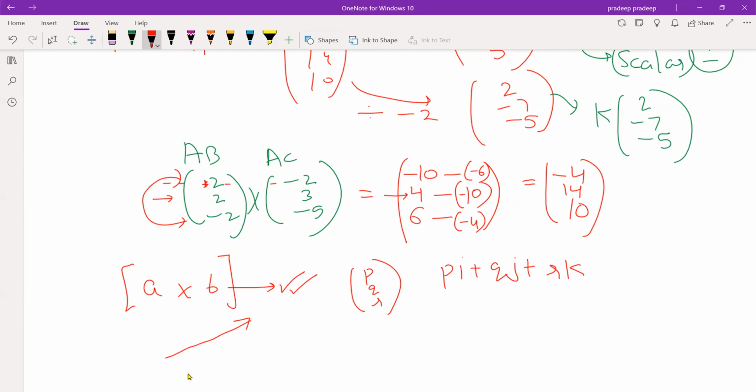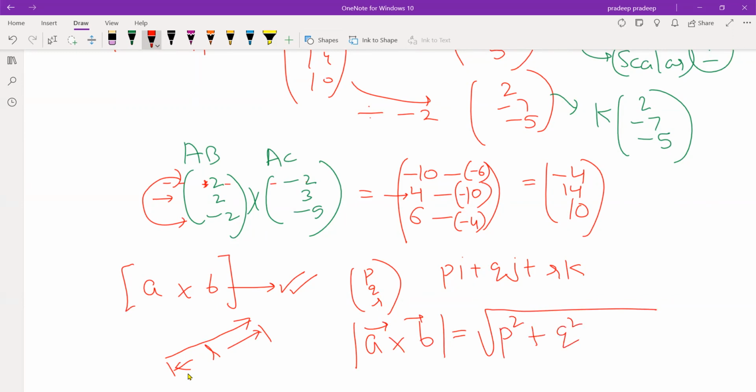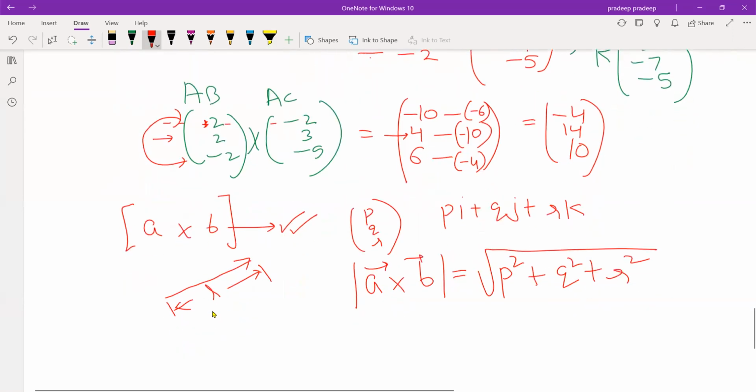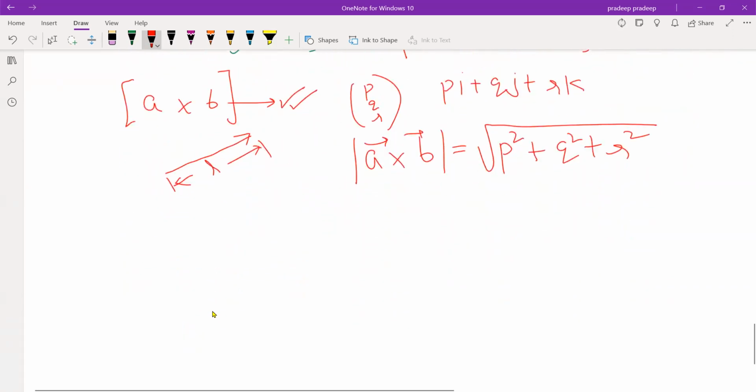If I have to figure out what will be the magnitude of this vector, basically the length of this line segment will give you the magnitude of this vector. So to find that out, magnitude of A cross B, we represent it like this. So magnitude of A cross B will be given by this formula. We write the square root of P square plus Q square plus R square. Right? So please write down this formula, the magnitude of a cross product.